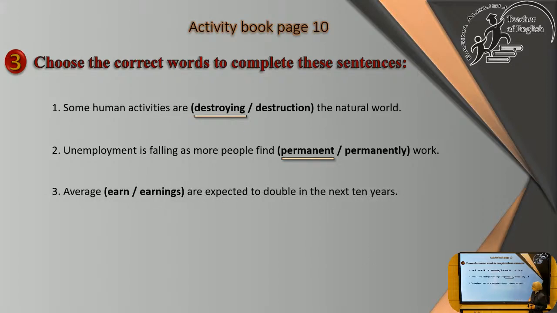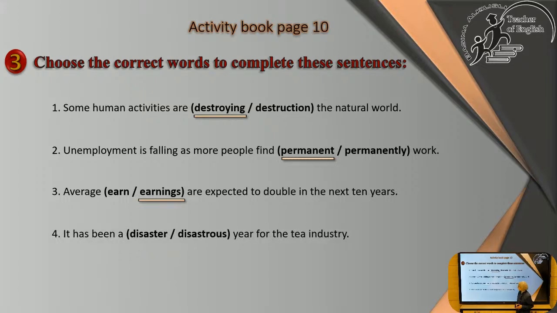The third one. Average earn or earnings are expected to double in the next 10 years. Okay, average earn or earnings. Earn is a verb, earnings is a noun. Of course, here we want the subject, which is a noun, so we have to use earnings.